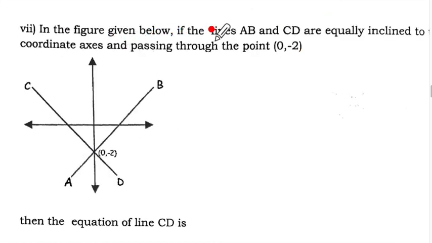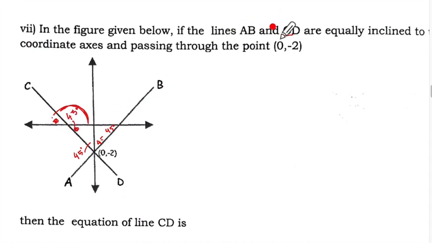In the figure given below, the lines AB and CD are equally inclined to the coordinate axis. Equally inclined means this is 45 degrees, this is 45 degrees, this will be 45 degrees and this also will be 45 degrees. So your CD line here has an obtuse angle made. This is 45, so this also becomes 45 degrees. And this is 135 degrees, correct?